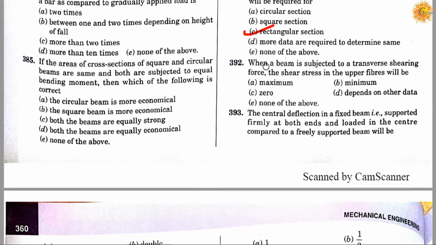Question number 392. When a beam is subjected to a transverse shearing force, the shear stress in the upper fiber will be: option A, maximum; option B, minimum; option C, 0; option D, depends on other data; and option E, none of the above. Correct answer C, it will be 0.